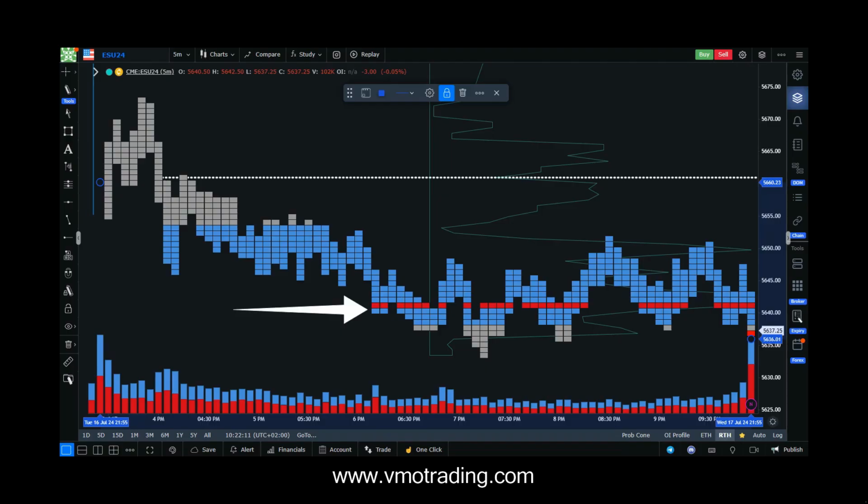A second macro zone we find on the level of the POC, because this is where value has been built. Prices mostly like to return to the levels where the most orders have been given and transactions have been processed.